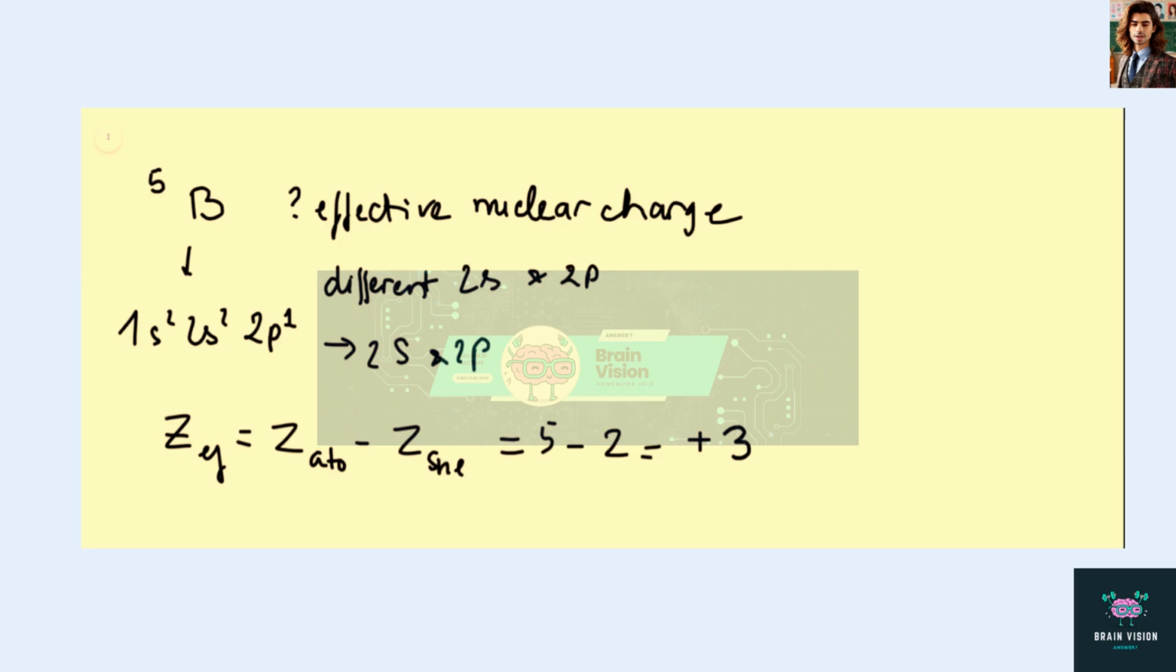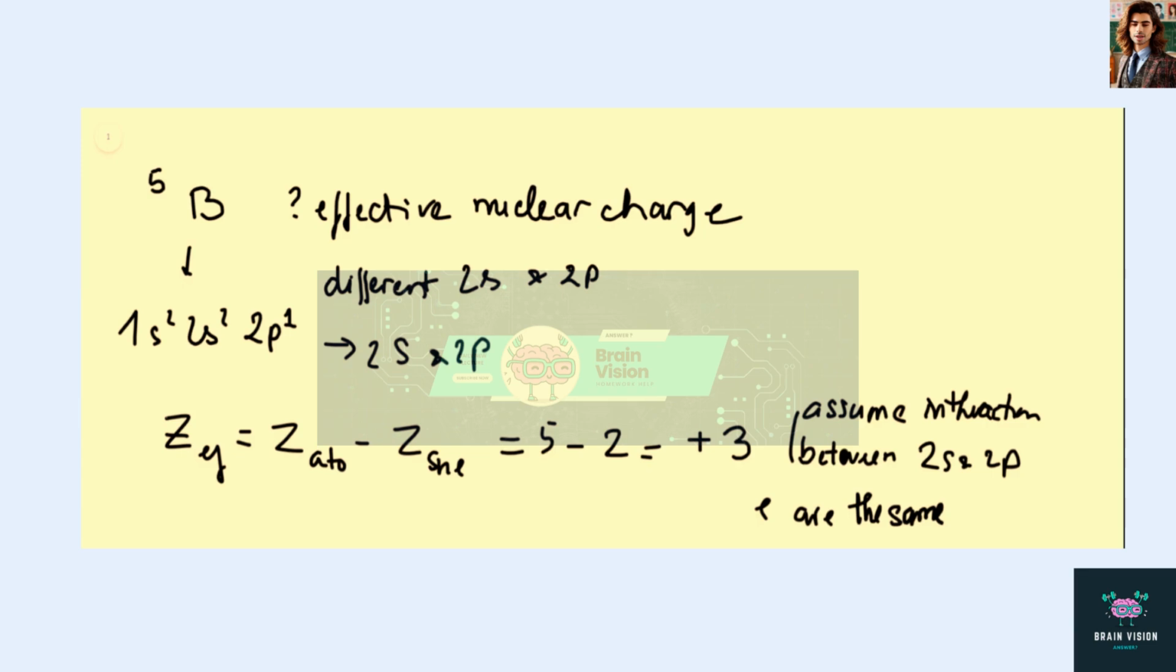However, that is based on an assumption that the shielding effect of the interaction between the outer layer electrons is the same. So we assume the interaction between 2s and 2p electrons is the same and negligible. In other words, they are equal to 0.